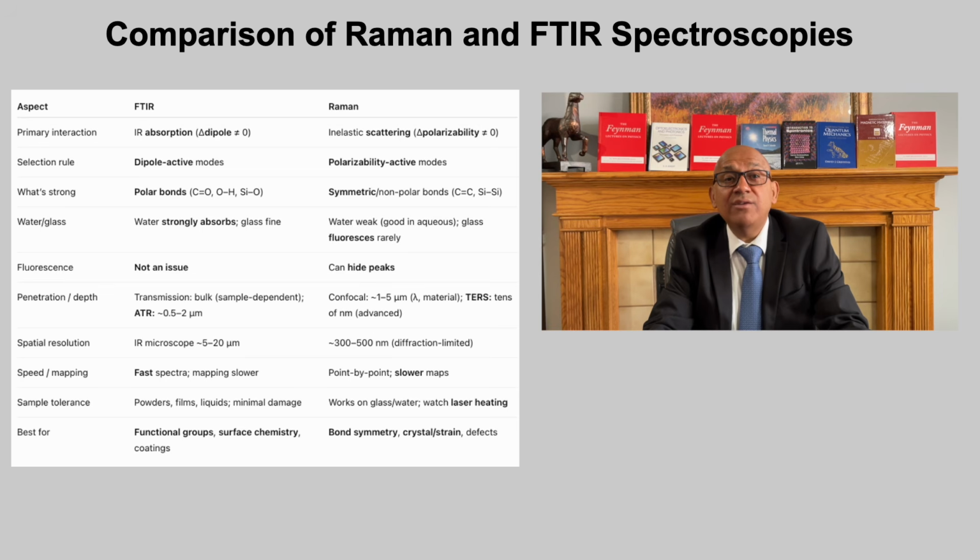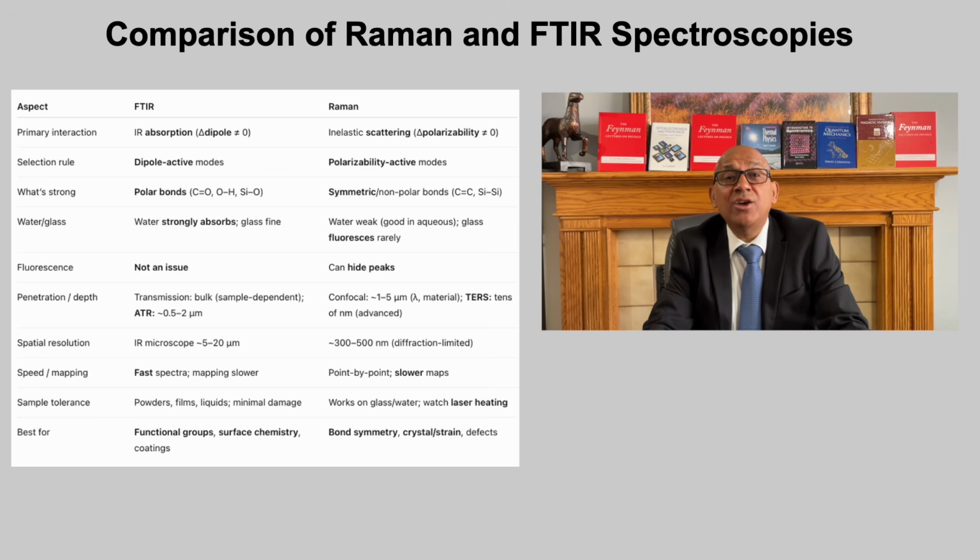FTIR is generally free from fluorescence problems, while Raman signals can sometimes be obscured by background fluorescence from impurities or substrates. FTIR typically probes micrometer scale depth depending on whether it is used in transmission or ATR mode, whereas Raman, especially confocal Raman, can achieve sub-micrometer depth and better spatial resolution, even down to tens of nanometers with advanced setups.